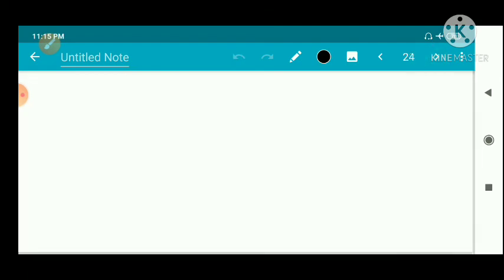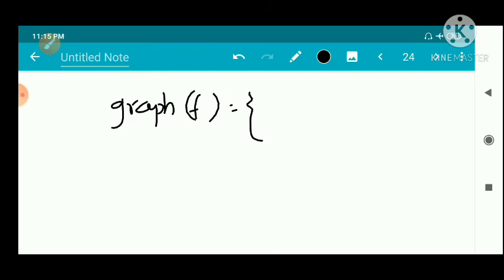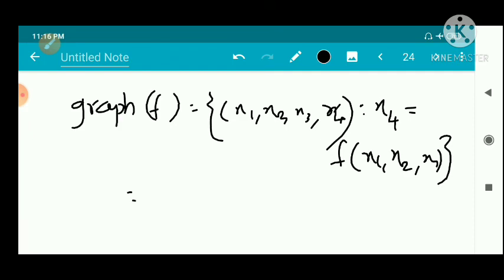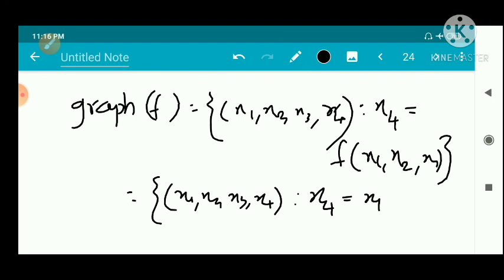So now we consider the graph. What is the graph of f? The function is on R3, so the graph is a subset of R4, with coordinates x1, x2, x3, x4 such that x4 equal to f of x1, x2, x3. That is the set of all x1, x2, x3, x4 such that x4 equal to x1 square plus x2 square plus x3 square. This is the graph.